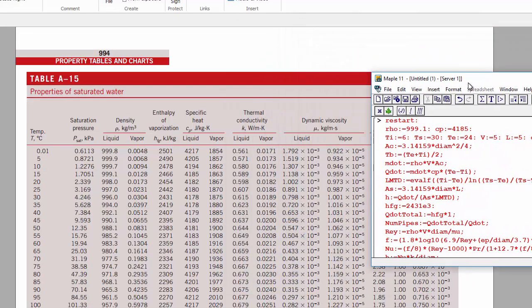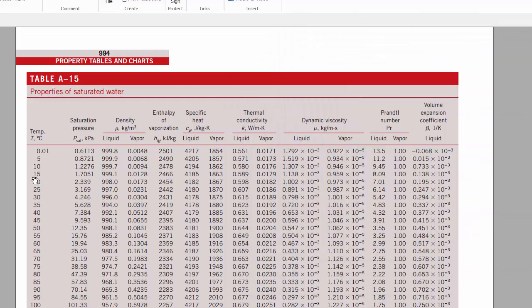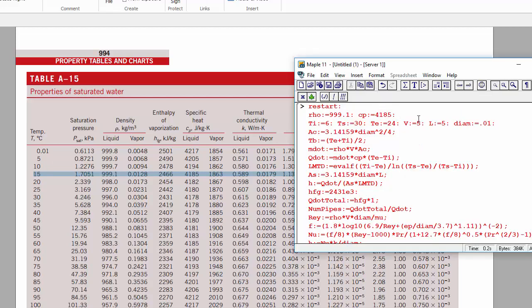So back to the table here. At the 15 degrees, the dynamic viscosity is 1.138 E minus 3.